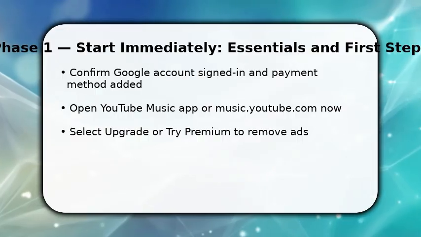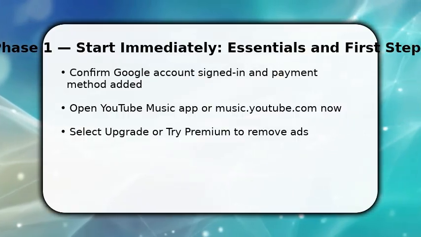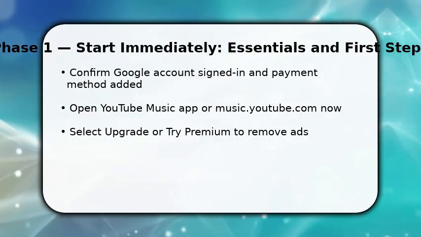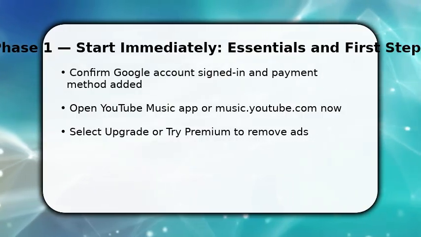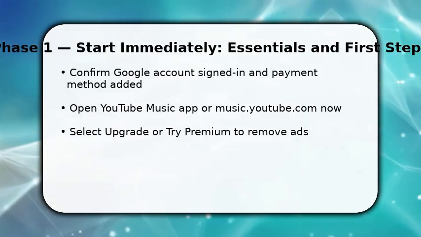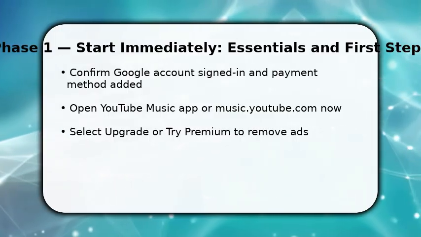You start by making sure your Google account is signed in and a valid payment method is on file. This avoids interruptions. Next, open the YouTube Music app or go to Music.YouTube.com and tap the profile menu. Choose Upgrade or Try Premium and follow the on-screen prompts to select YouTube Music Premium or YouTube Premium.